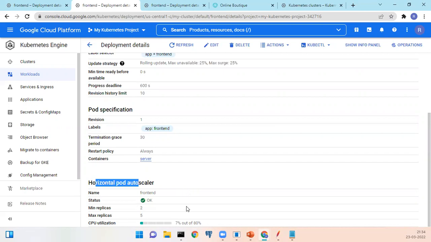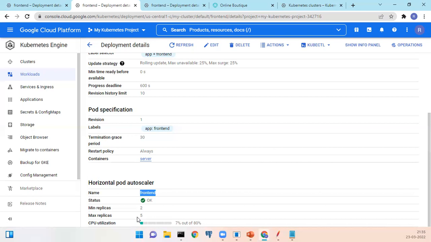So we can have a minimum number of deployment replicas. Sorry, it is replicas. As and when we get more and more load, with the help of auto scaling we can create more replicas so that it can manage the additional load that comes to the system. So that's how it is. If you see here, the name of the workload or deployment is front end. Status is okay, and minimum replicas is 2 and the maximum replicas is 5. So it means auto scaling happens between 2 and 5.